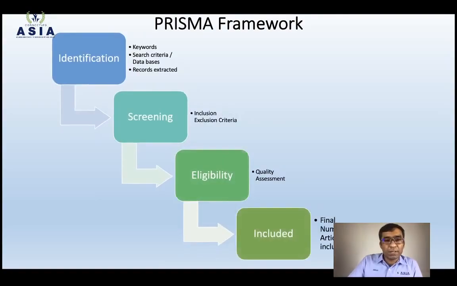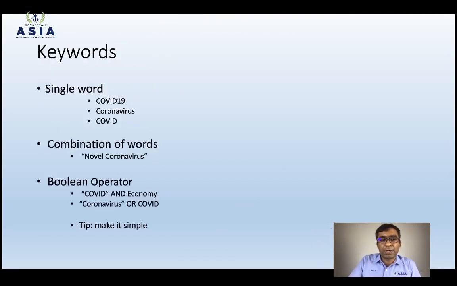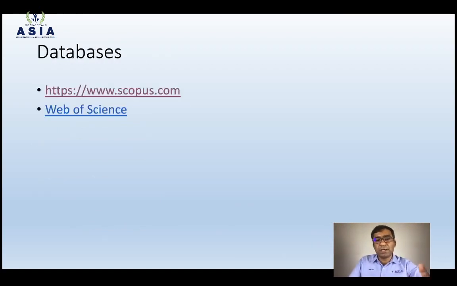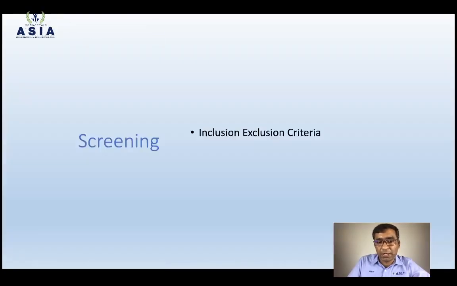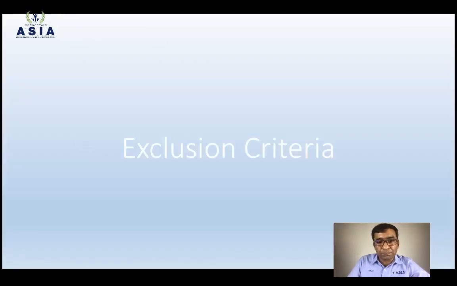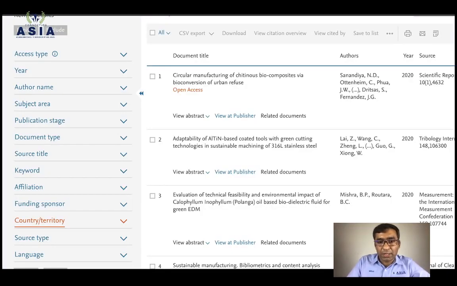Okay, let's move. The final step is basically inclusion, meaning how many papers you have already included. So this is how we do literature search and database extraction. This is the main component of today's workshop. I have already explained all of this, so just quickly browse through these slides, because I have practically explained it to you on the database, so it's easier for you to understand.